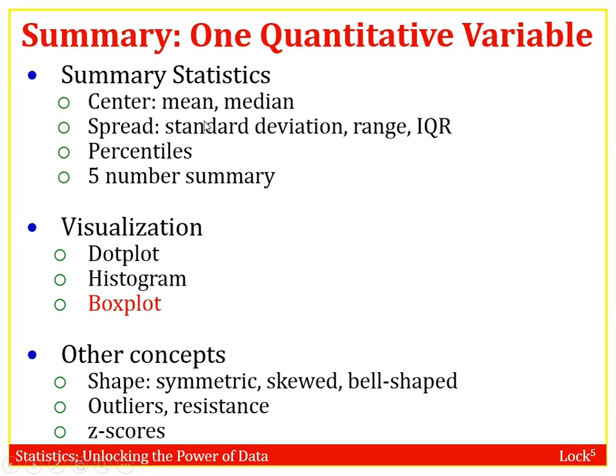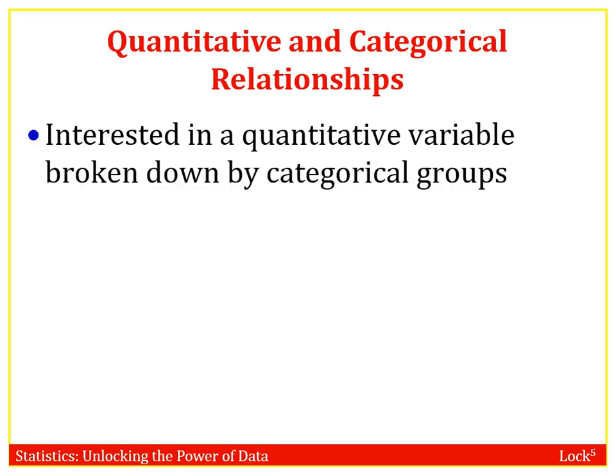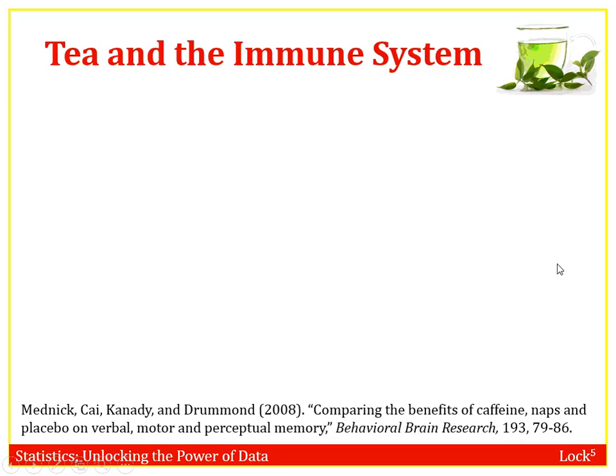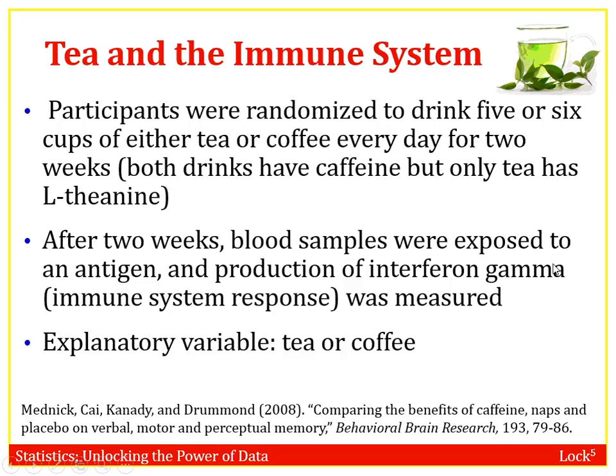So we had looked at all the basic stuff before, and we just basically added another way to visualize our one quantitative variable, and that's with a box plot. So what happens when you have one quantitative and one categorical? So consider this situation here. So go ahead and read through this.